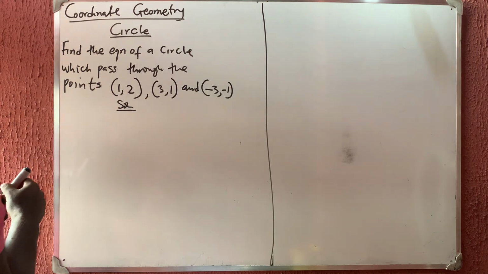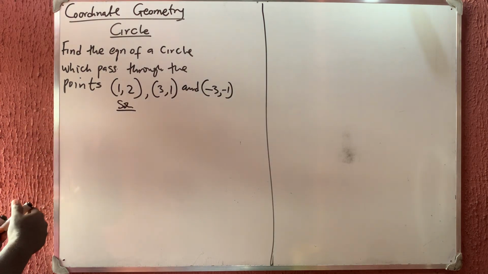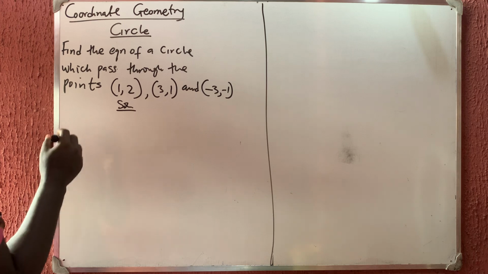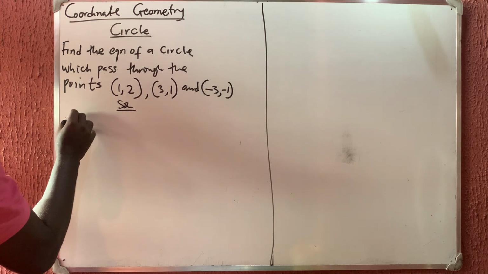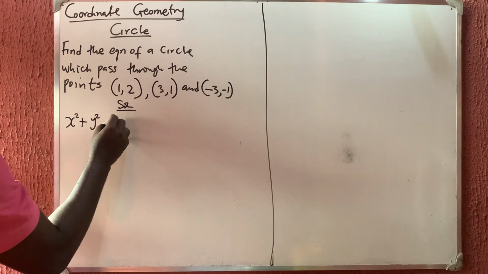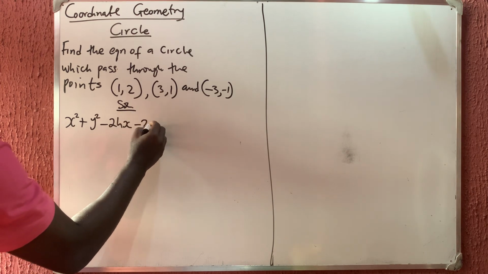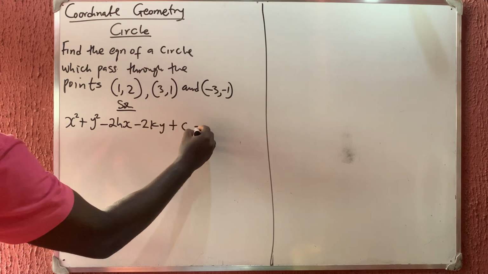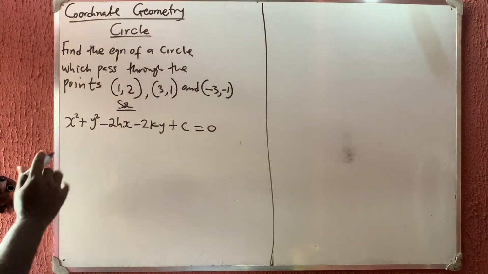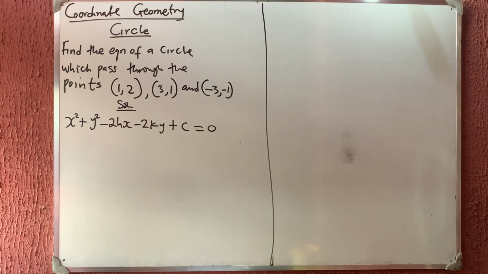Now, first of all, we're going to write the standard equation of a circle, okay? That says x squared plus y squared minus 2hx minus 2ky plus c is equal to 0, okay? This is the standard equation of a circle, right?